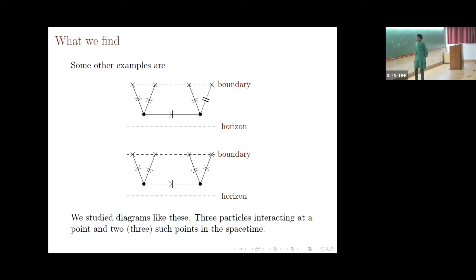What we studied is diagrams like these, where three particles are interacting at one point, which is like a phi cubed theory, at second order and third order in perturbation theory. That is what I mean by two such points and three such points, bullet points in the spacetime.